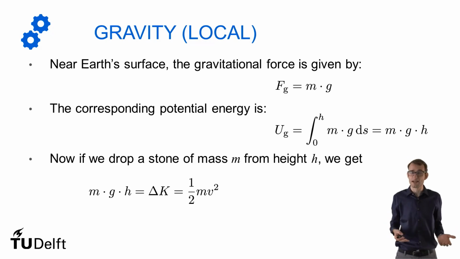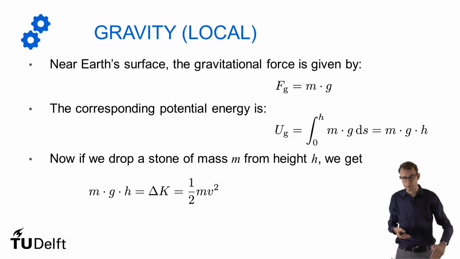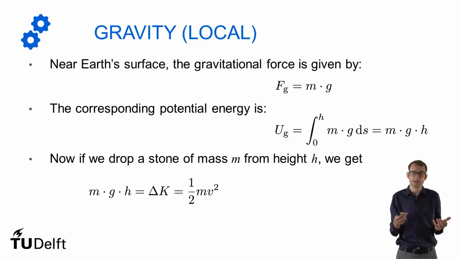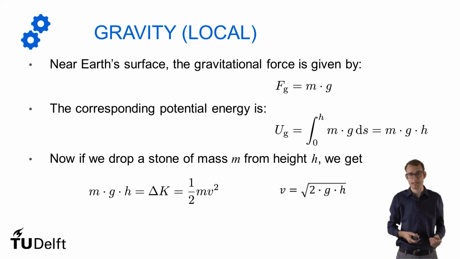So if I want to know how fast this thing is going, once it has fallen this height h, well, all I have to do is equate the original potential energy to the kinetic energy. And now I can rewrite this thing and immediately find that the speed that this object will have is given by this expression. You might notice that here the mass is taken out, right? The mass appears both in the potential and in the kinetic energy, which means that if you drop two objects from the same height, also if they don't have the same mass, they will still get the same speed once they have reached the ground.